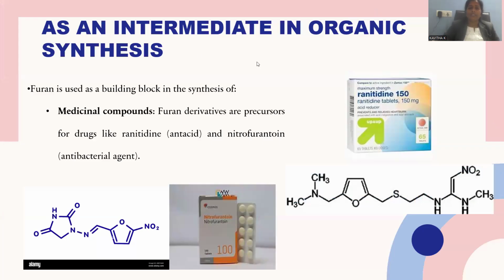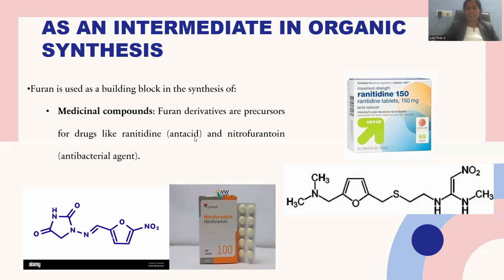Let me see the applications in general. Organic synthesis, it will be a better intermediate and precursor for the synthesis of so many heterocyclic compounds as well, right? Medicinal perspective, if you go with the medicinal perspective, the most familiar, most widely applied kind of medicine will be ranitidine. Everybody is aware about ranitidine. It is a kind of antacid.